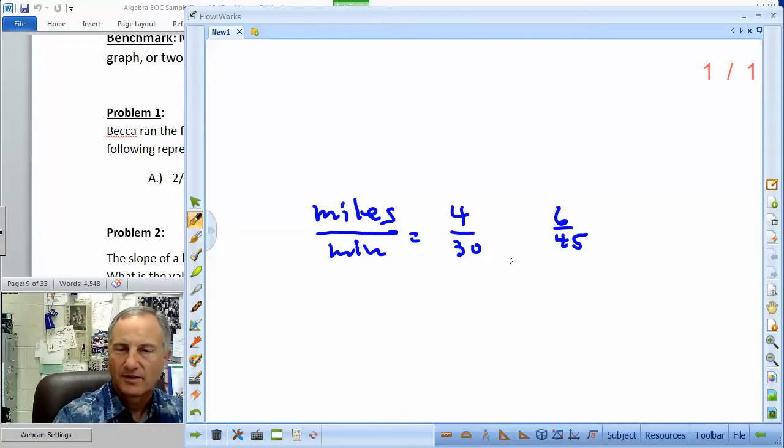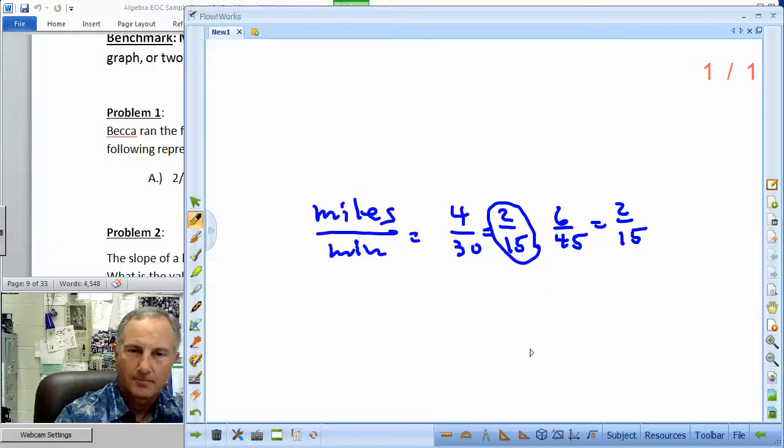So she ran at a steady rate. And remember, slope is nothing but a rate of change. So the rate here, 4 miles in 30 minutes, you can simplify this down. 2 goes into both of them, 2/15. 3 goes into both of these, 2/15. Notice it's the same. There's your slope right there.